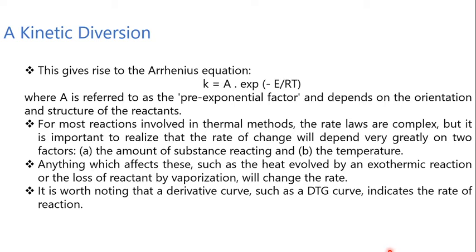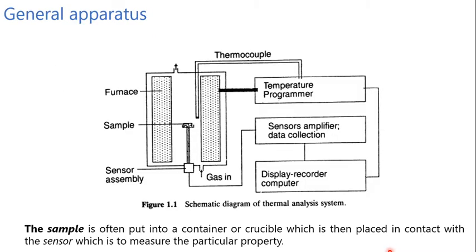So anything which affects this, such as the heat evolved by an exothermic reaction or heat loss of reaction by vaporization, will change the rate. It is worth noting that the derivative curve, such as a DTG curve, indicates the rate of reaction.